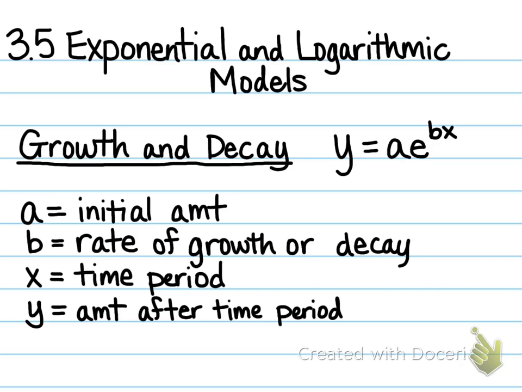to the bx power, where a is the initial amount of the object, whether it's people or animals or bacteria. B represents the rate of growth or decay. If it's a rate of growth, it's going to be a positive number. If it's a decay, it will be a negative number. X represents the time period, which could be days, months, years. And then y equals the amount of that object, people, animals, bacteria, after that specific time period. And we can be solving for any one of these variables when you're given this equation.